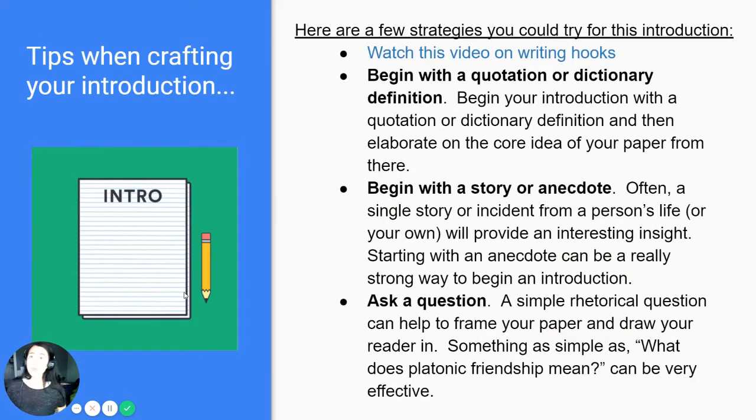So a few strategies you could try for this introduction. At the top, you see it says in blue, watch this video on writing hooks. What you'll do is you'll pause this video, you'll go to Schoology where you found this link, and then you will click on the YouTube link that I also attached where you found this presentation. And you are going to watch that YouTube video now. It's about 9 minutes. So pause this, go watch the YouTube video, and then come back and continue listening to the lecture.